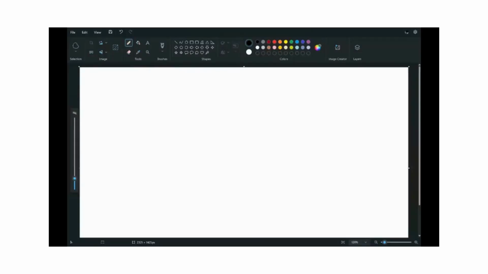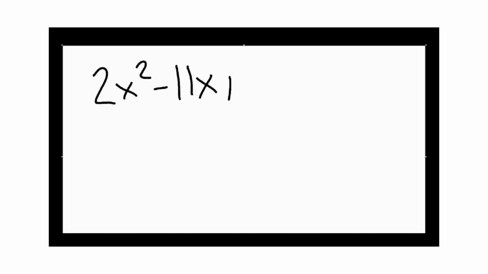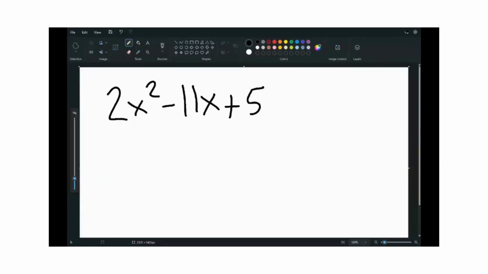Okay. All right. So for the third problem we have, it's going to be 2x squared minus 11x plus 5. Now, to solve an equation like this, we need to use what's commonly known as the AC method.